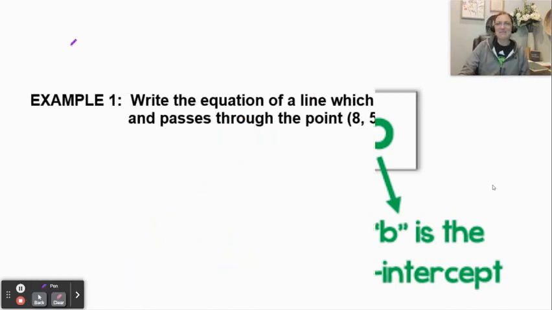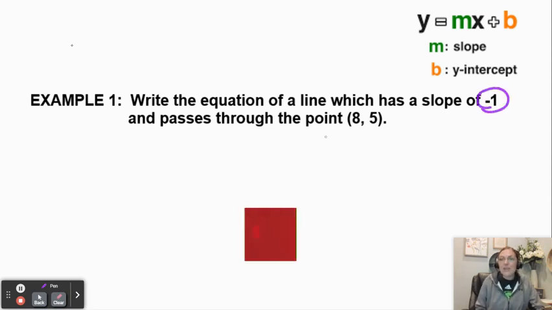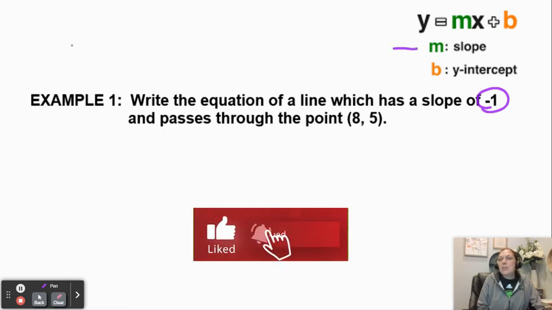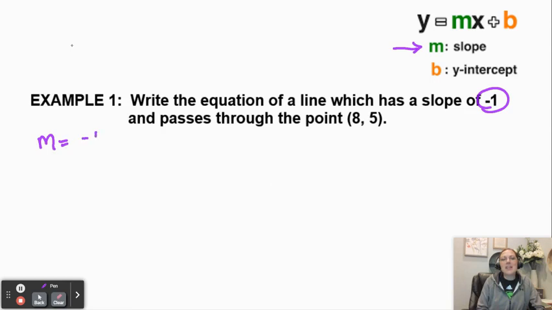Let's take a look. All right, so I want to begin with a common problem that we see where we need to use this y equals mx plus b formula. The problem says to write the equation of a line that has a slope of -1 but passes through the point (8, 5). So I want your eye to immediately go to that slope of -1. And remember, slope is represented by the letter m. So we know that m is going to be -1. And then we know that it passes through the point (8, 5).